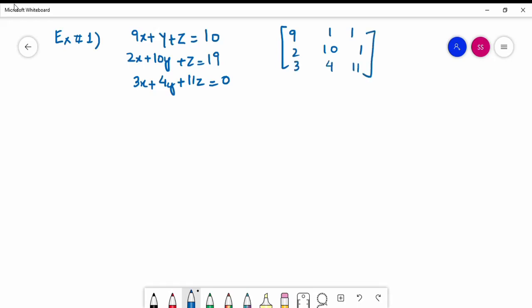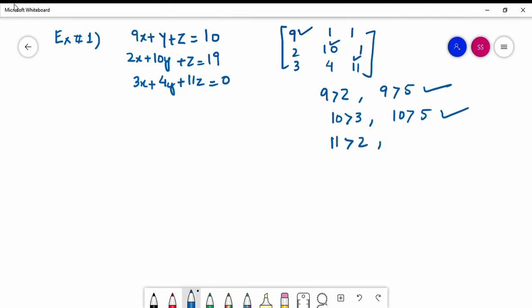Within the row we can say that 9 is greater than 1 plus 1, which is 2, and within the column 9 is greater than 2 plus 3, which is 5. Yes, this is true. Now for a22, 10: within the row 10 is greater than 2 plus 1, and within the column 10 is greater than 5. It is true. For a33, 11: within the column 11 is greater than 2, and within the row 11 is greater than 7. Now we can apply Jacobi's method here.